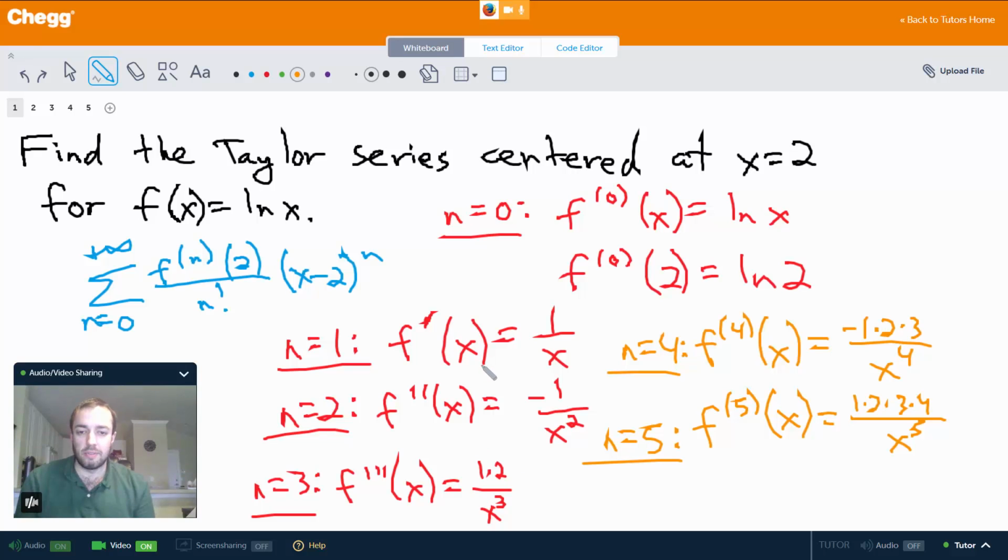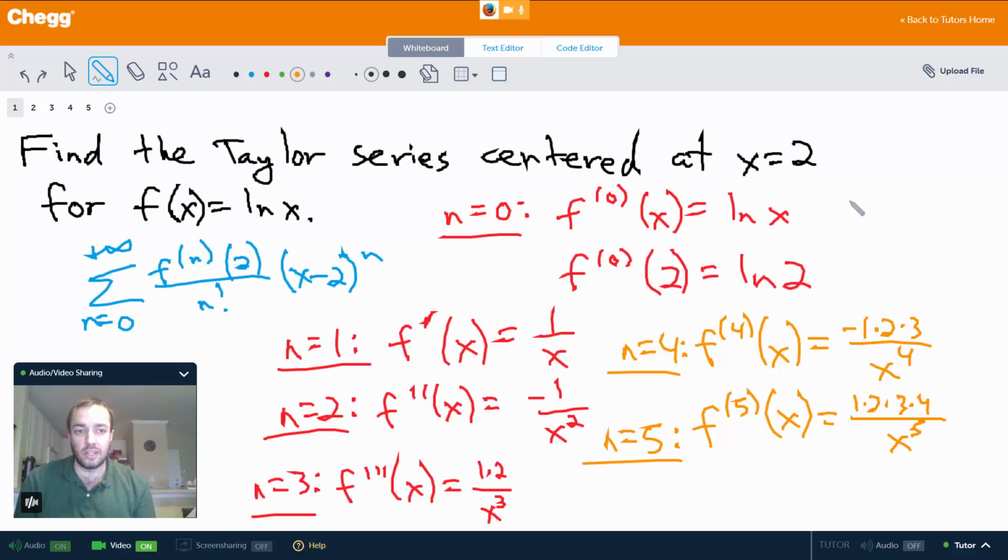And what else do we have in the top? Well, in the top, we also have positive, negative, positive, negative, positive. And if we were to do the sixth derivative, this pattern would continue. We'd have negative. So we see that we're alternating between 1, negative 1, 1, negative 1, 1, negative 1, and so on and so forth.